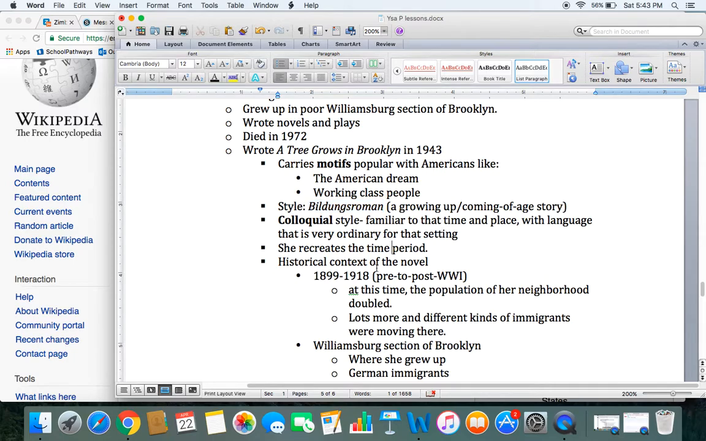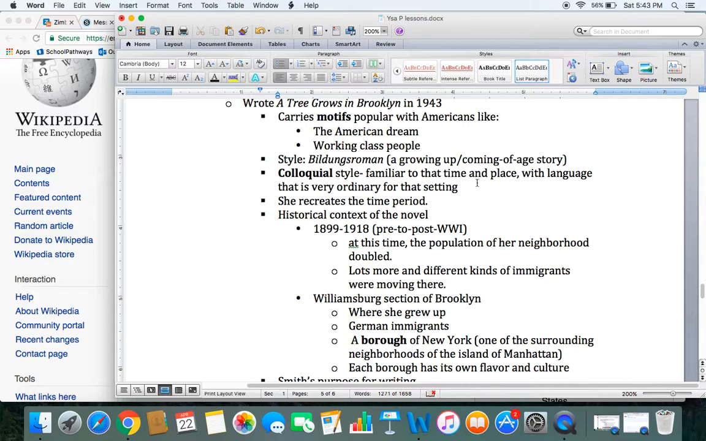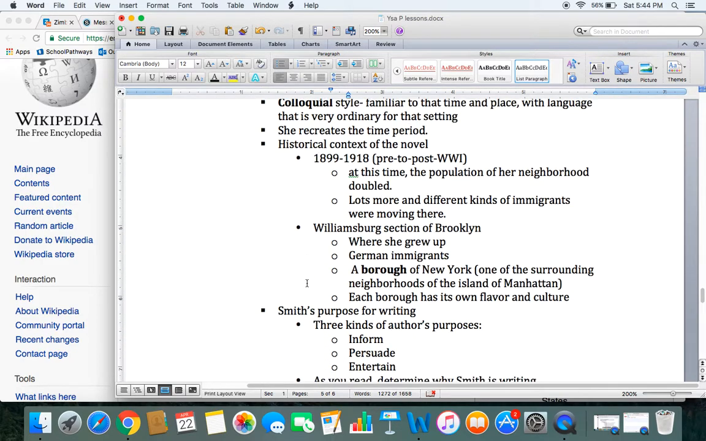in Brooklyn is. She's got a colloquial style, which means that it's very familiar to that time and place. She uses some terminology that's very common and language that's very ordinary for that setting, something that people growing up in her corner of the world at that time would totally relate to. She recreates the time period. So let's talk about it.